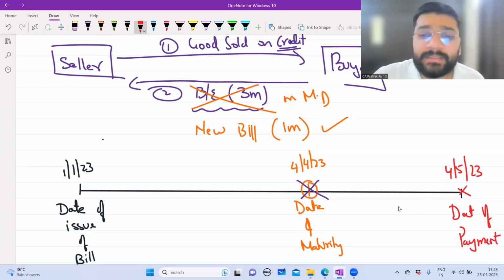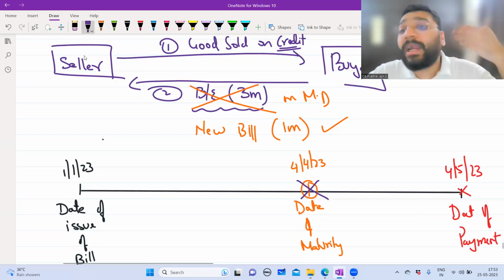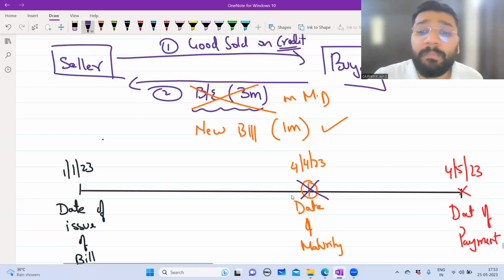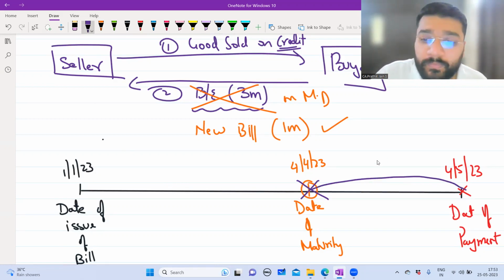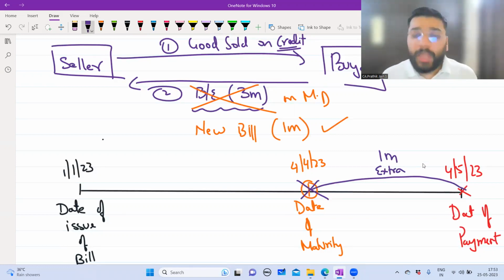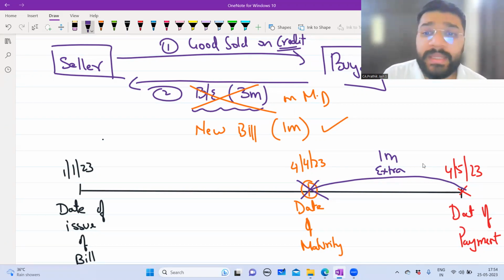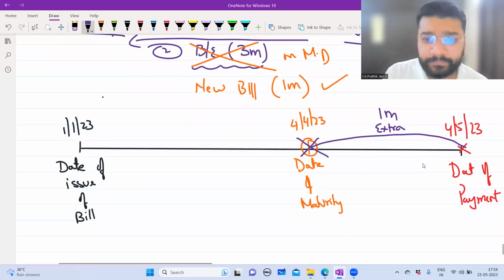So can you please tell me, guys, how much extra time did the buyer take for making the payment? 1 month. 1 month extra. Now, guys, for this extra 1 month that the buyer has got, he has to pay the interest to the seller for granting that extension. Now, the logic, we have to understand why the seller is charging the interest. The logic goes very simple, people.